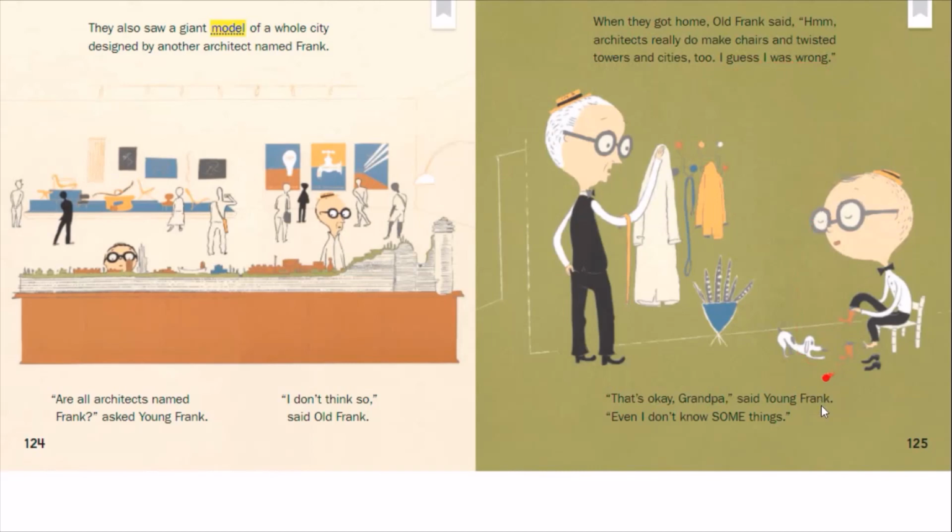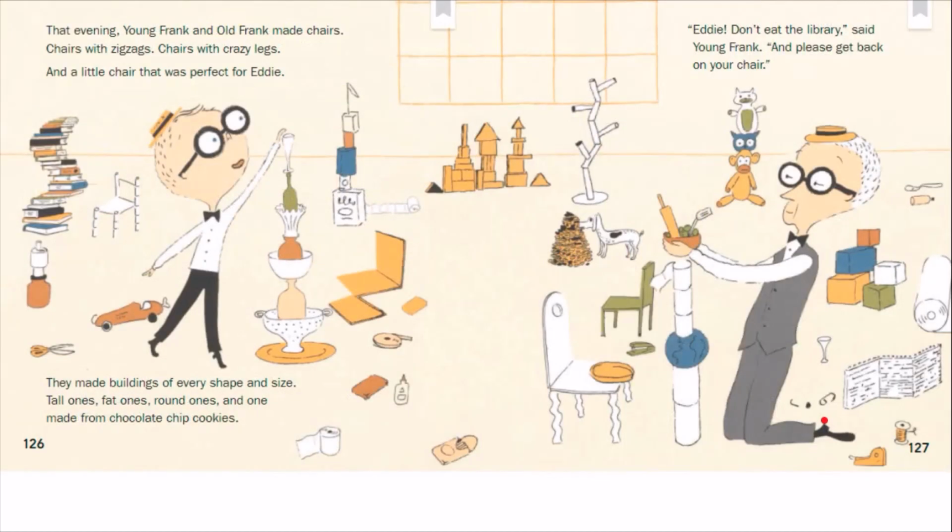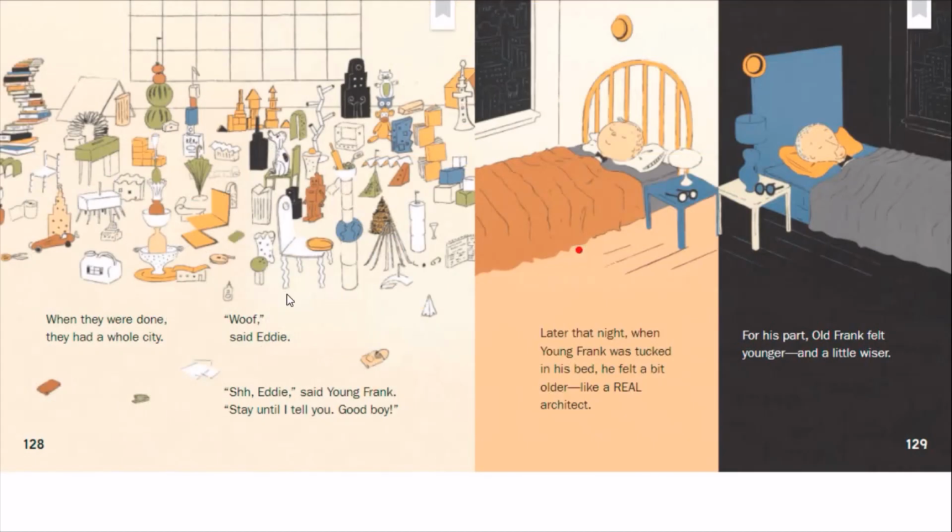"That's okay, Grandpa," said young Frank. "Even I don't know some things." So later on, they decide to build chairs and buildings that are twisted. They even made a building out of chocolate chip cookies for Eddie. And at the very end, when they were done, they had a whole city. Later that night, when young Frank was tucked in his bed, he felt a bit older, like a real architect. For his part, old Frank felt younger and a little wiser.